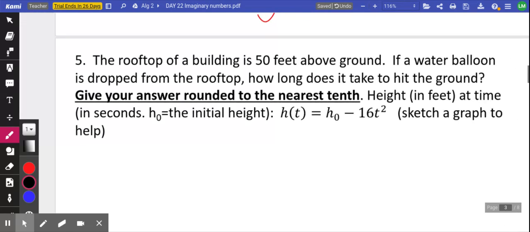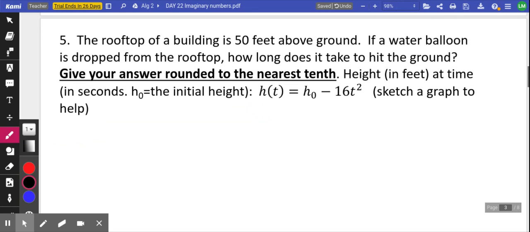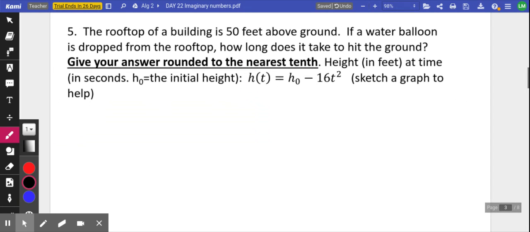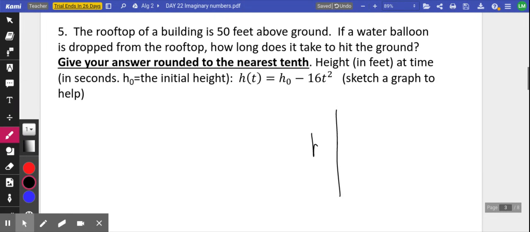All right, number 5 real quick. This was our lesson for Wednesday. I always like to sketch a graph. Basically, we have the height of something and the time of something. It's starting at a certain height, and over time, it is falling to the ground. So we have a rooftop 50 feet above the ground, and someone is up there dropping water balloons, which is pretty mean. Although right now it's hot out, I wouldn't mind getting hit by a water balloon.